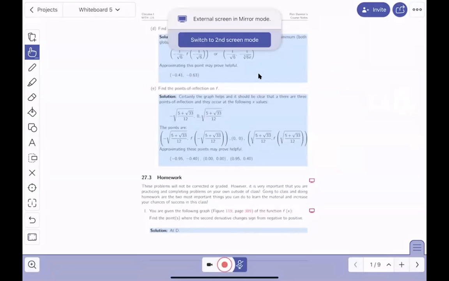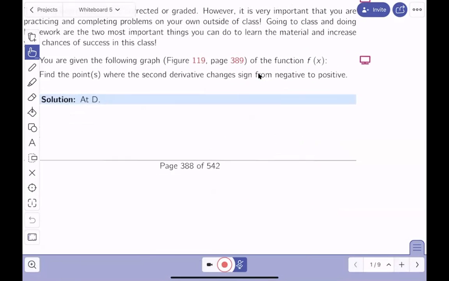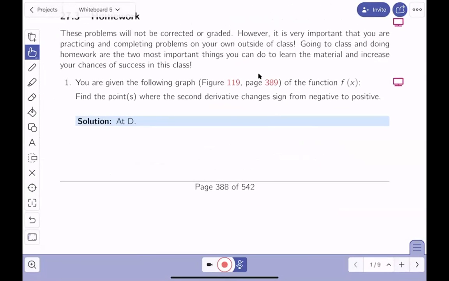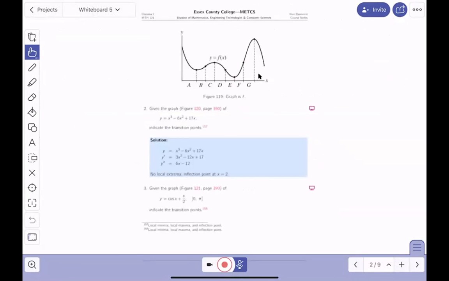I think we're there. So let me read this to you. We're doing the homework now, and this says you're given figure 119 on page 389. That's the very next page, by the way. It says the graph of f of x. Find the point or the points where the second derivative changes sign from negative to positive. So the second derivative needs to change from negative to positive.